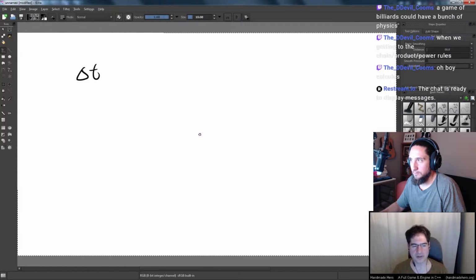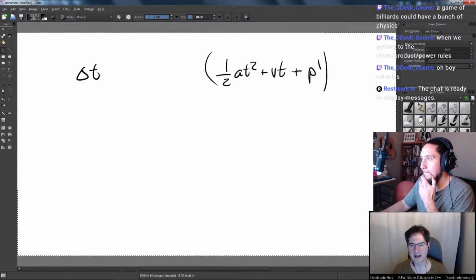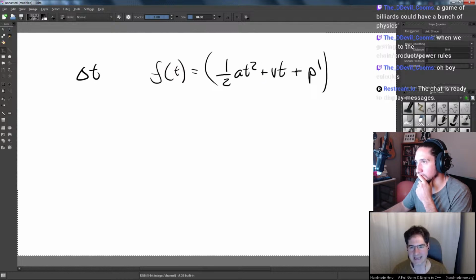Because those functions that I wrote over there, they were continuous functions. So when I said 1/2 at squared plus vt plus p prime, that's just a function where you plug in a t, right? That's a function where I just plug in some t value and I get the position straight out, right? So what's going on here?